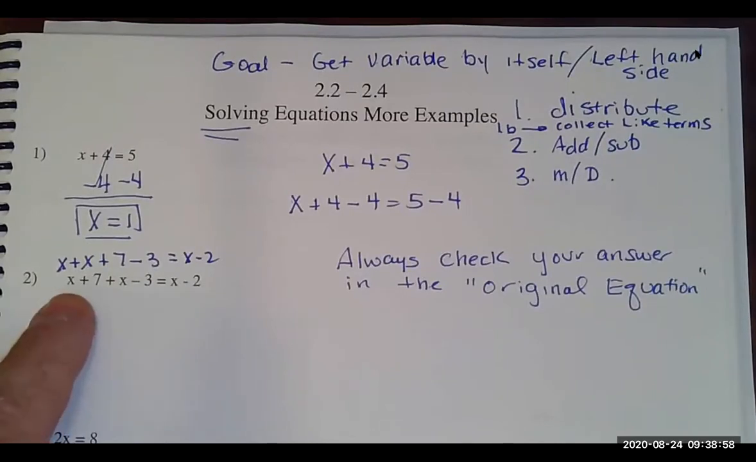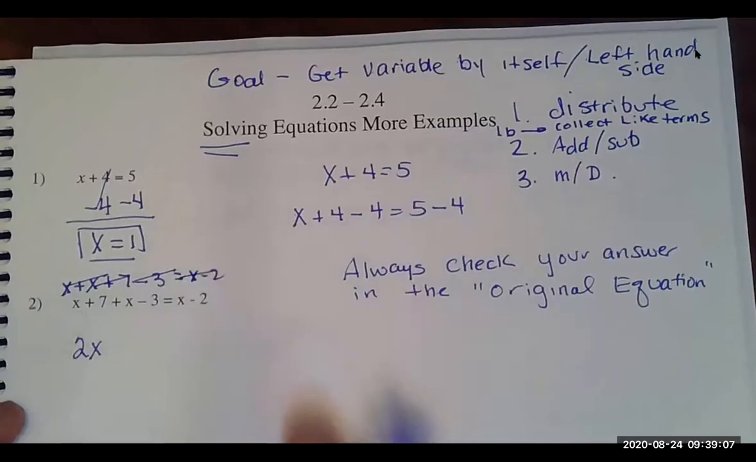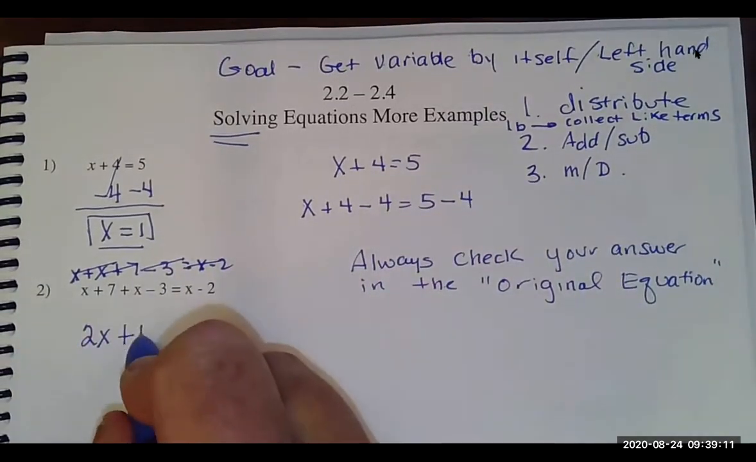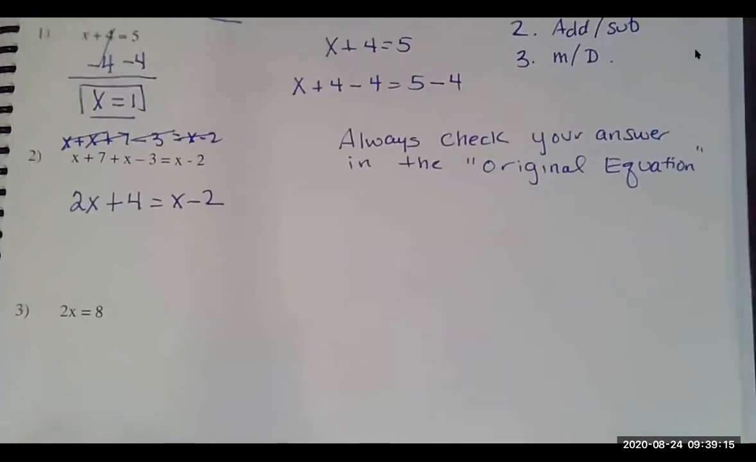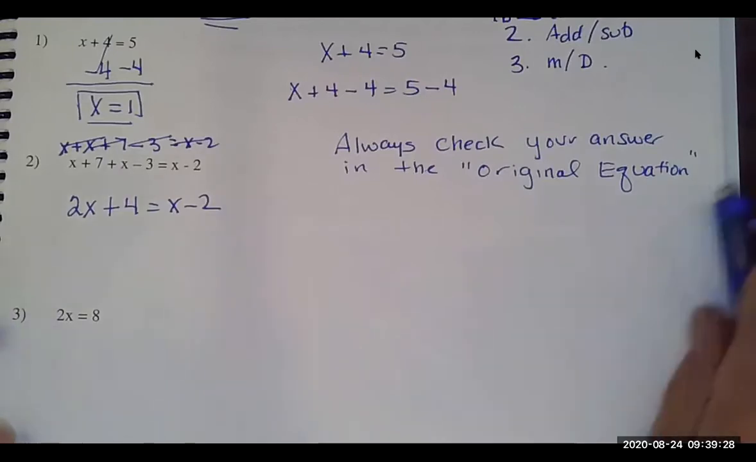In your head, in my head, I went x plus 2x is 2x. But to go from here to there, that's called the commutative property for addition. So I don't need that to be written down. Just simply go 7 subtract 3 is 4. And then now I'm done with the collecting like terms, and there was no distributing. So now what I'm going to do is I'm going to move things. And I'm going to keep the x on the left-hand side. That's the goal.